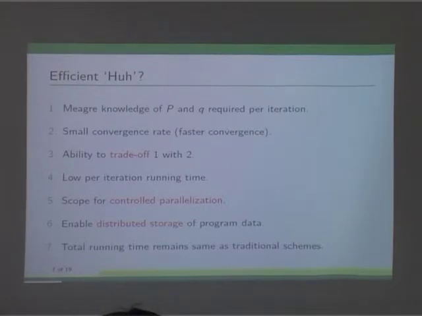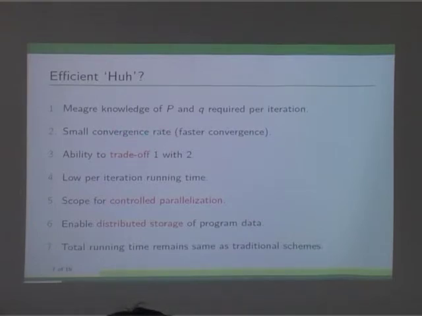Yes, P is symmetric, so you will only require to store half the entries, but still the order will not change. You are right. So we want to come up with algorithms that don't require the whole of P in each iteration. Can we try to do something along those lines? But in spite of not wanting to use the whole of P and Q, we do not want the algorithms to converge really slowly. So we want a small convergence rate.